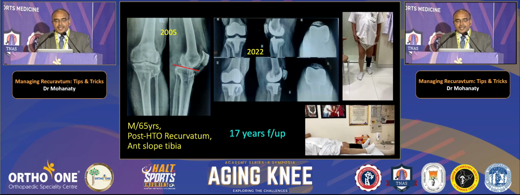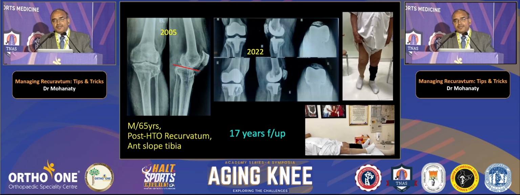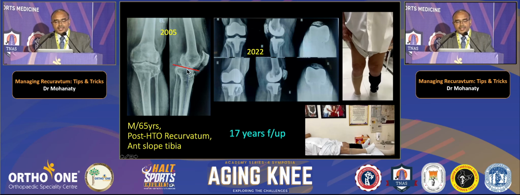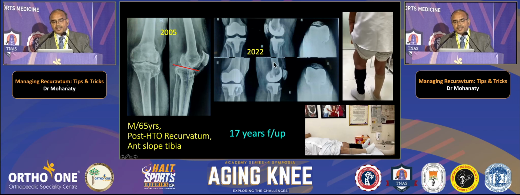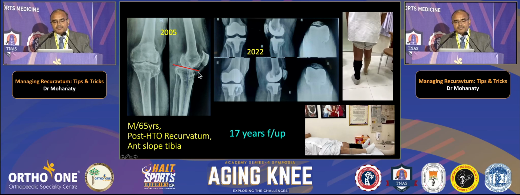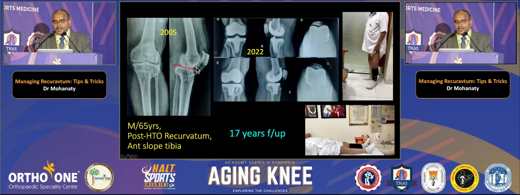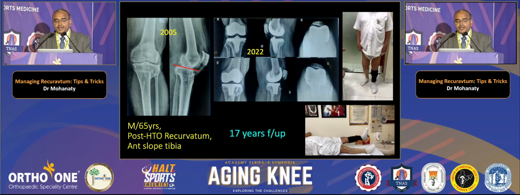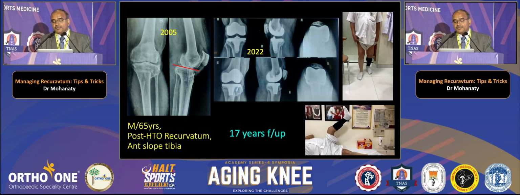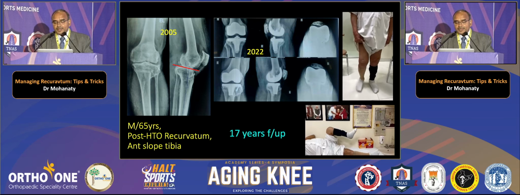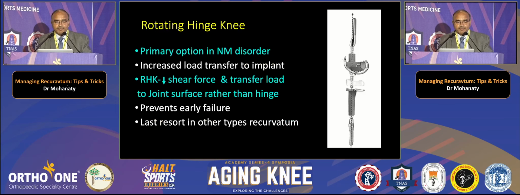This is again a post-HTO recurvatum in a 65-year-old male, where there is an anterior tibial slope and recurvatum, and that has been addressed by taking a tibial cut, giving the posterior slope there, and that is the outcome. And in 2022, that is the 17-year follow-up of this patient after the posterior stabilized knee.